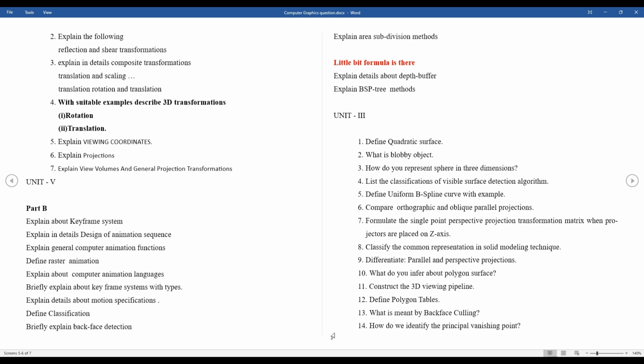What are the computer animation functions? What is raster animation? What about computer animation languages? These are very easy questions. The classification and the back face detection are the next sub chapter. First study this full chapter thoroughly, and you may get one question from it. Similarly, study the classification and the back face detection, which are very easy, and the subdivision method is also very easy. But a little bit of formulas are there in those two, so those questions may not possibly be expected.